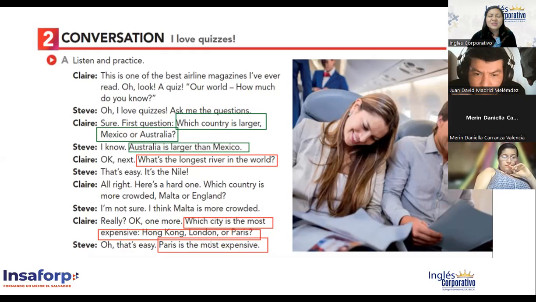Very good, Stephanie. So Stephanie is sharing in the chat. Comparatives, you compare two nouns, and superlatives, you compare a noun with other nouns in a group of three or more.